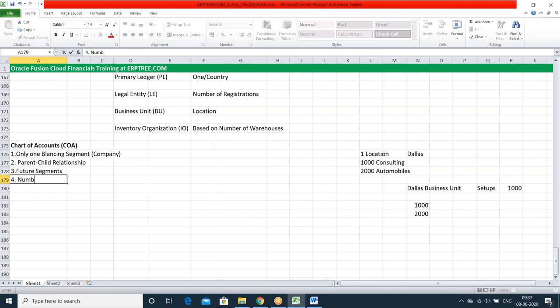Okay. The number of business units should be the same as the number of companies. As per the system, we call these balancing segments. For now, we'll take them as companies. The number of companies means the company segment; whatever values we take, those we call companies. Ideally, whatever values we maintain in the company segment, we call those balancing segment values.